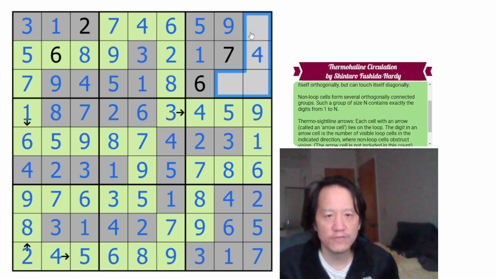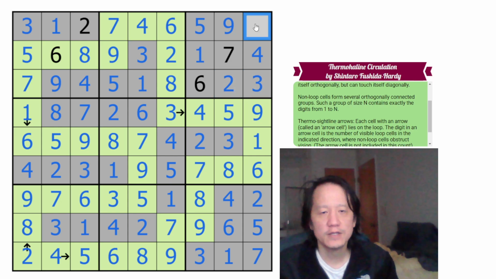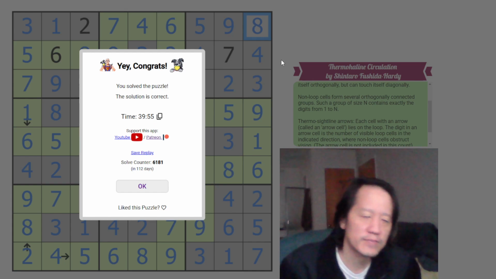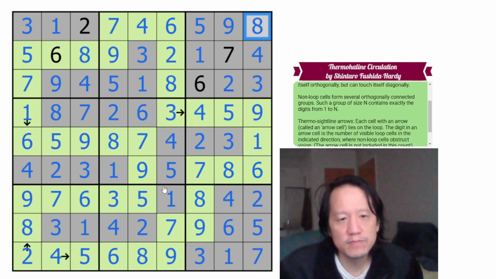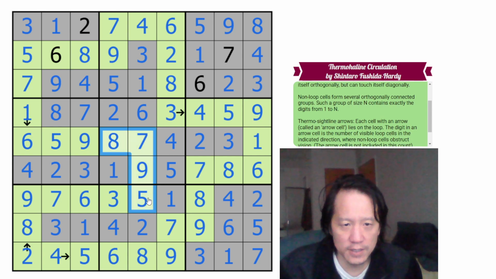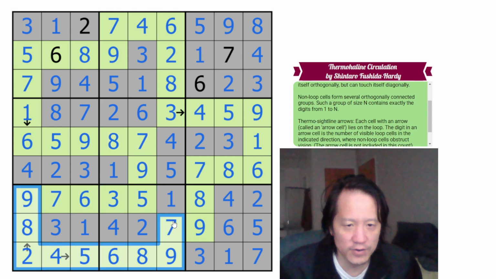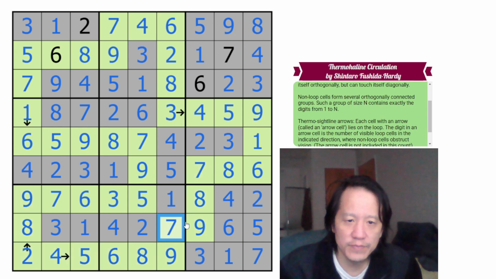Now we're looking for the last 2. That must be here. This must be 3. No 3 in the corner, but this is an 8. And that's the solution. Pretty cool puzzle. I like the way that everything's so sort of interacted. Nice logic here.